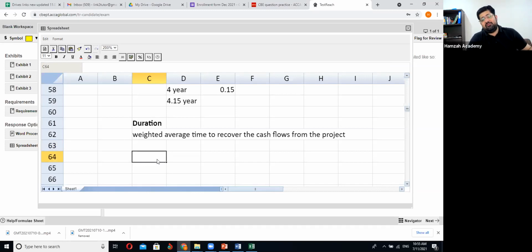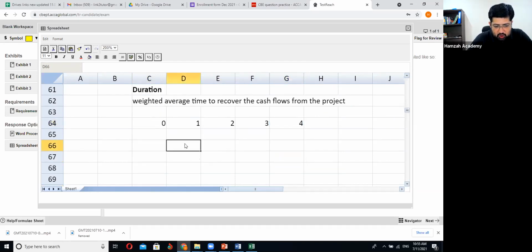So, weighted average time, just see here. 0, 1, 2, 3, 4. Let me solve it for you. How to calculate duration? Just see here, everyone.